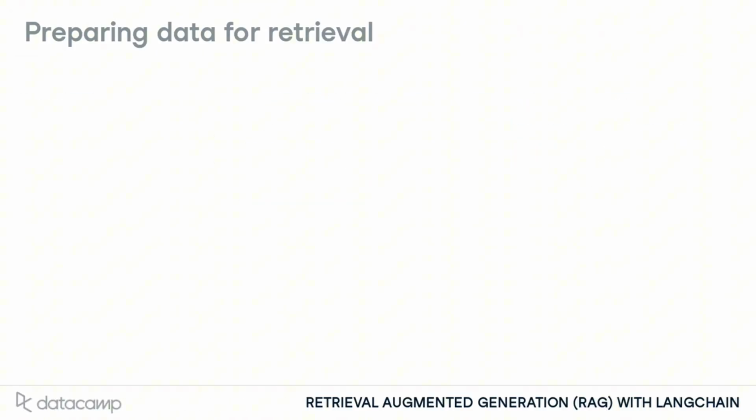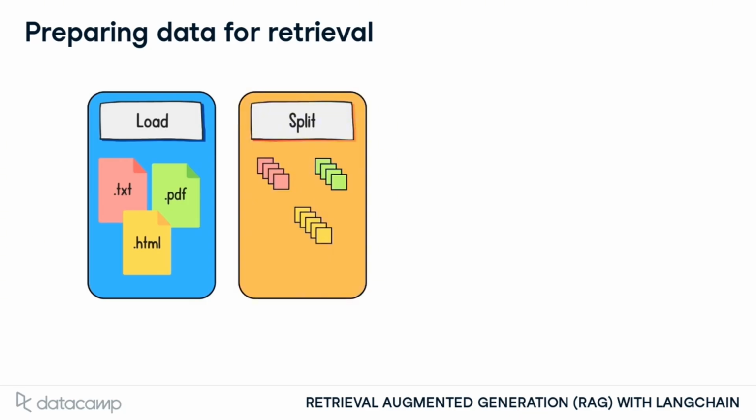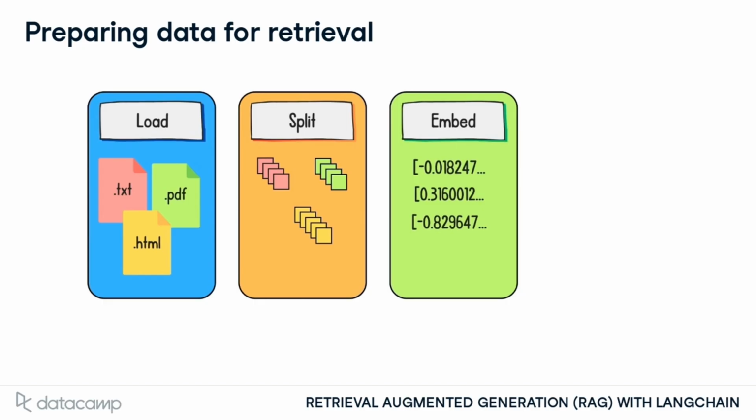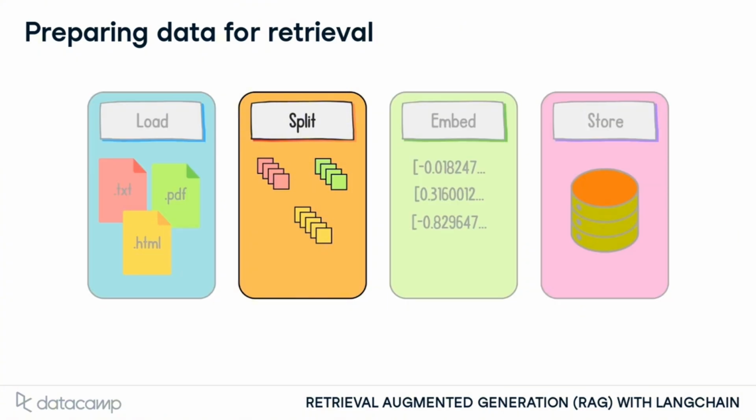Welcome back! Previously, we learned how to load our documents for retrieval. Next, we need to split documents into chunks that can be quickly retrieved and integrated into the model prompt. This requires embedding these chunks so they can be retrieved based on their semantic similarity, and storing them in a vector store. Let's cover these final three.